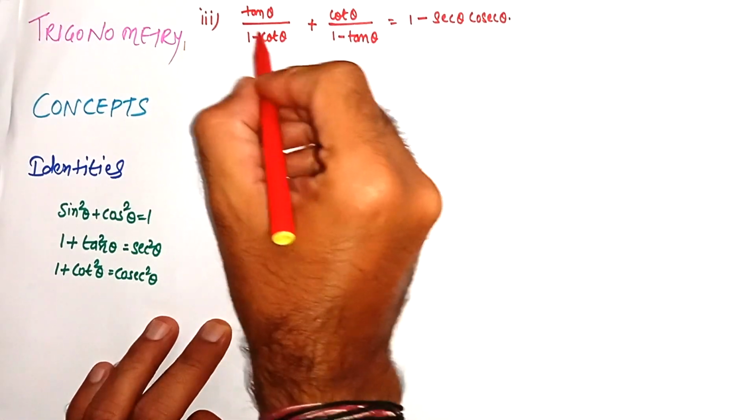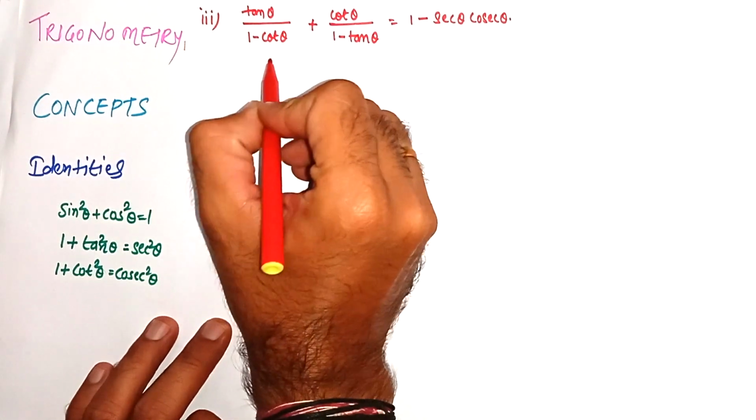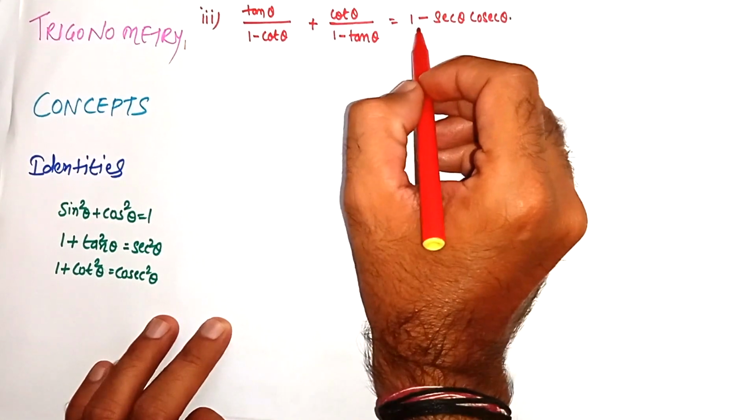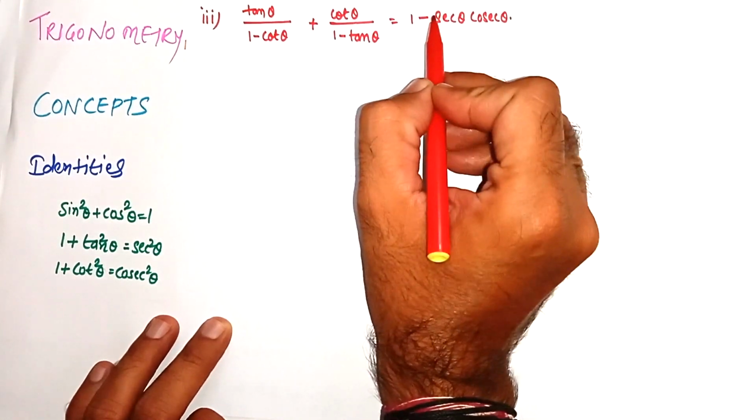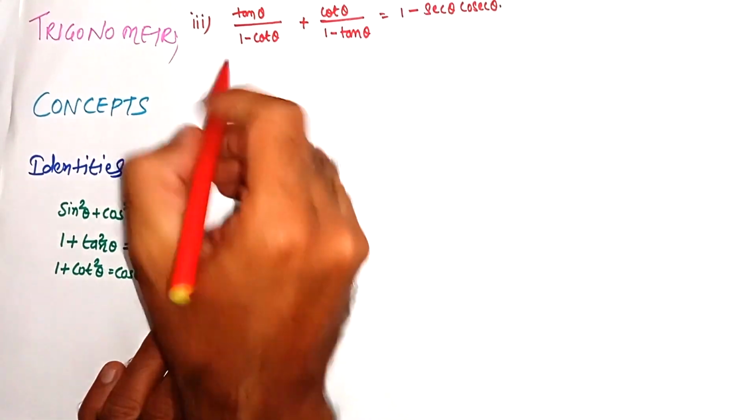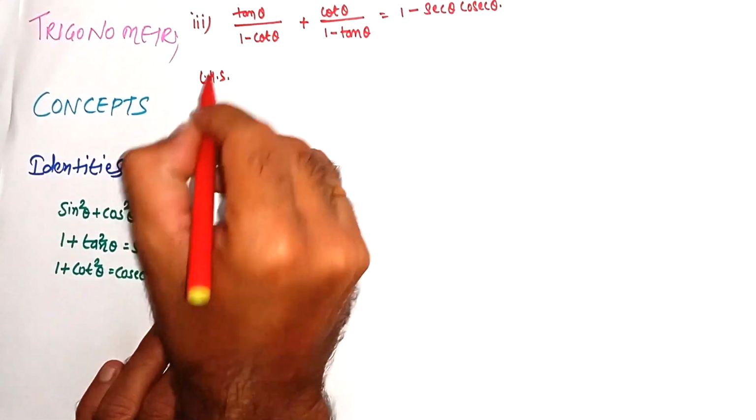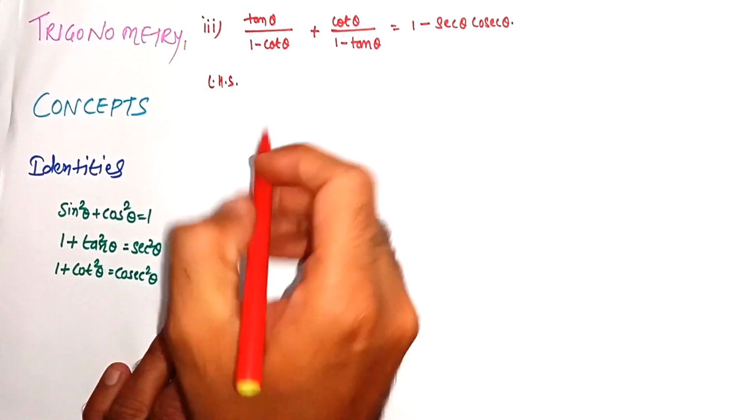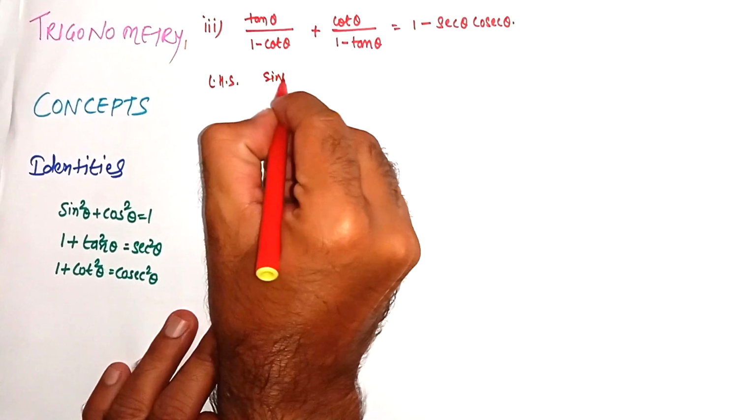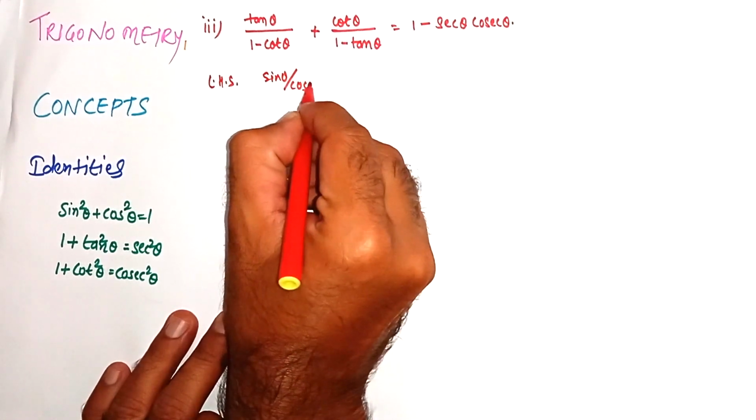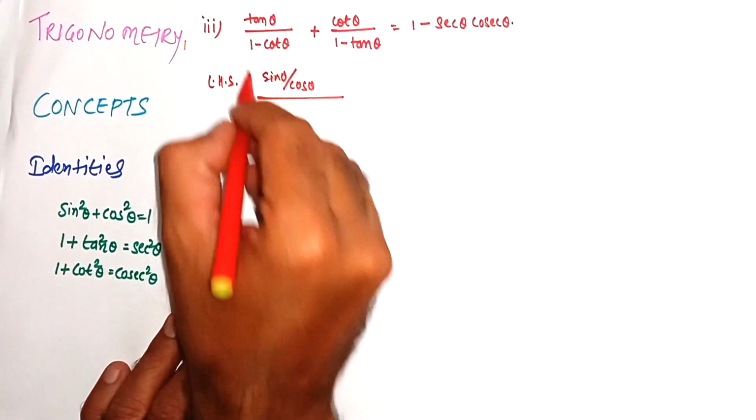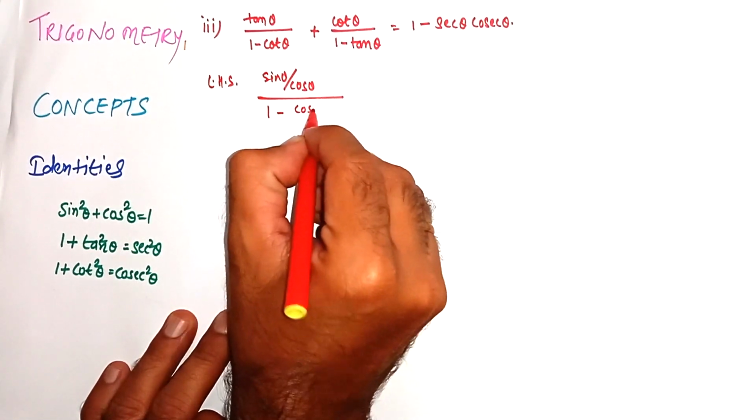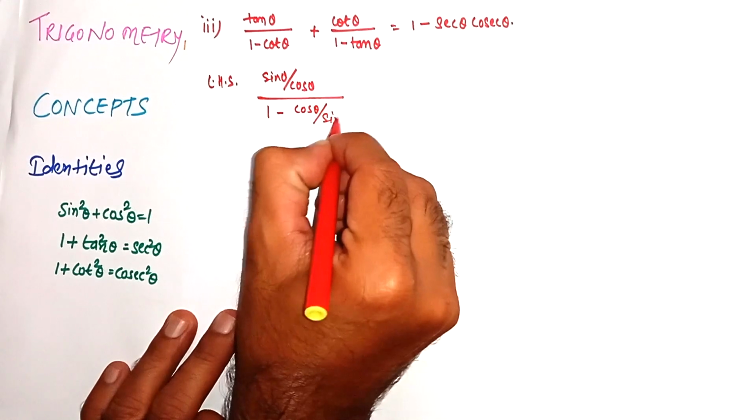Let's come to the third part now, which is tan theta over 1 minus cot theta plus cot theta over 1 minus tan theta. We have to prove it equals 1 minus sec theta cosec theta. Let's start with the LHS. Now tan theta. What can we do with the tan theta in the sine cos format? Yes, sine theta over cos theta, and this is 1 again. What can we do with the cot theta? Yes, we know, it is cos theta over sine theta.